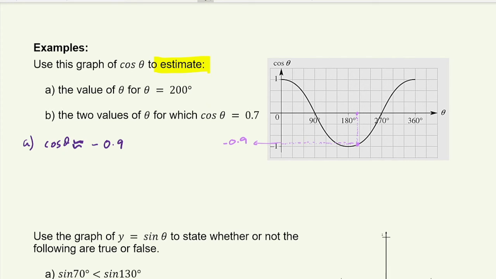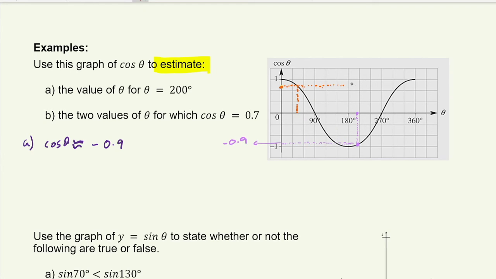Let's have a look at the next one. For which two values for theta can cos theta equal 0.7? So I'm going to go find 0.7, which is going to be roughly about here. If you can see that, I might use a better color. Let's use the orange. And I can come across and I can see that it hits there. I can bring that down.